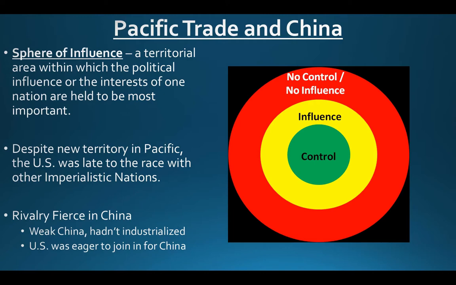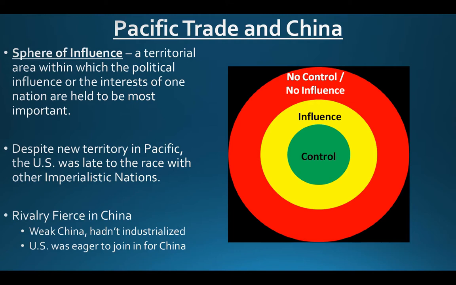So that's more or less how spheres of influence work. And despite all this new territory in the Pacific, the United States is still going to be late to this game in Asia in comparison to the other imperialistic nations, right? And there is going to be this fierce rivalry in China by the United States as well as the other European powers that are going in there, right?